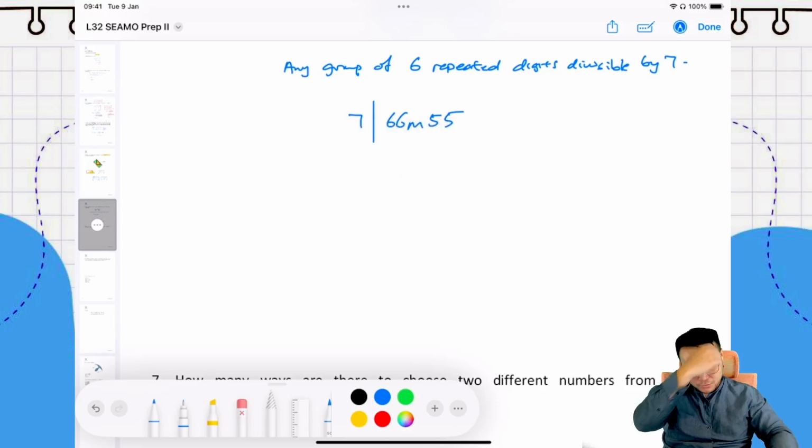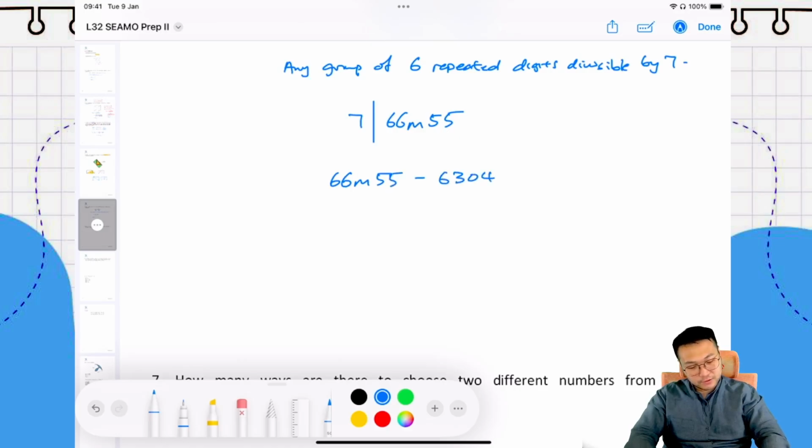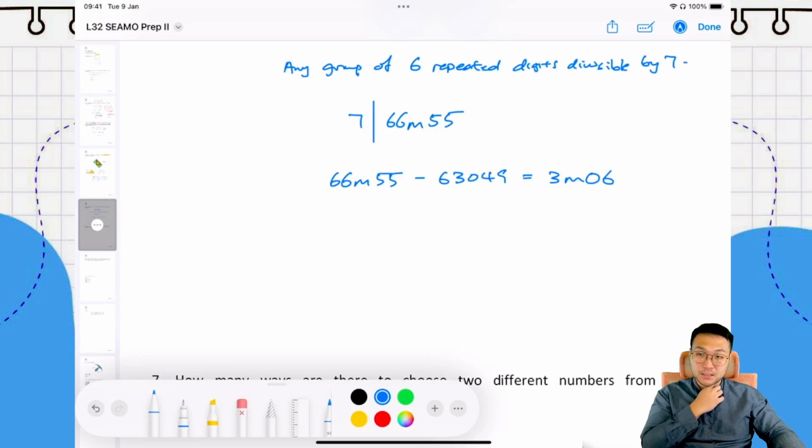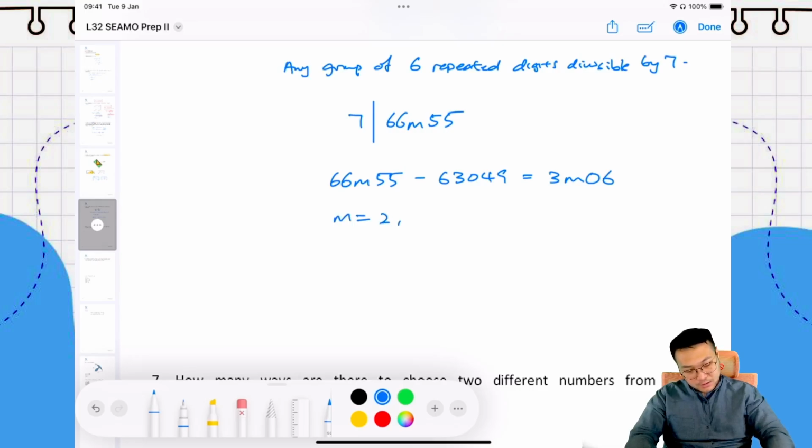So what we can do is we can say that 66m55 minus 63049 will give us 3000m06. Now you have something smaller to work with. So from here you can start guessing. Maybe m is 0, maybe m is 1, or maybe m is 2. And you realize that when m equals 2, you can actually divide it by 7.